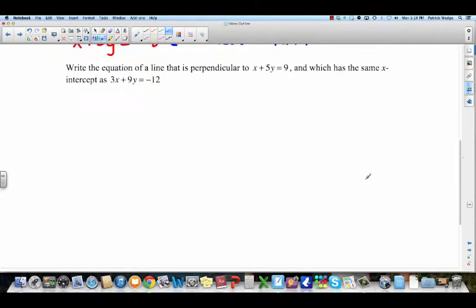Okay, last one. Write the equation of a line that is perpendicular to x plus 5y equals 9, and it has the same x-intercept as this equation. Oh, we got a couple things to worry about here. Okay, the first thing we better do again is find the slope of the line that we already know. We already know this line, and the one we're interested in is perpendicular to this one.